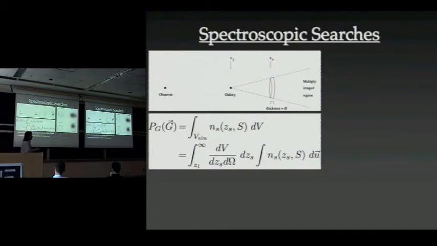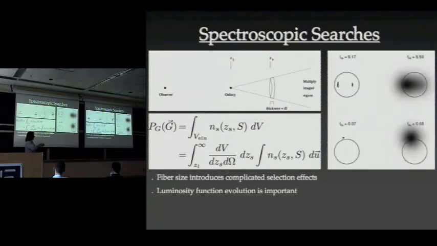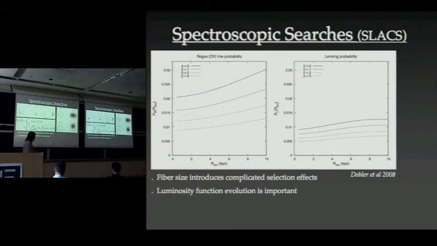For example, you might think that as you increase the mass of an LRG, so basically increase its velocity dispersion, it would be more likely that LRG would be a lens. That probability does not increase monotonically with velocity dispersion because of these fiber size effects.